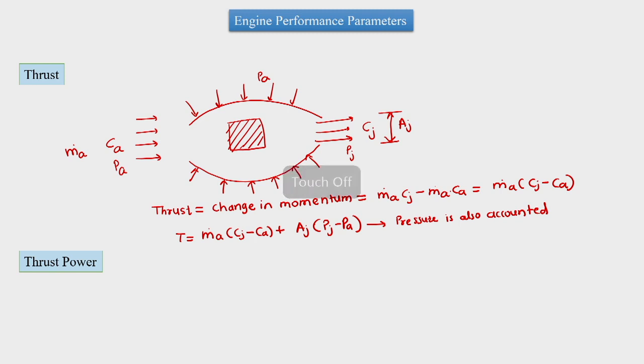Now let us find out the thrust power. Thrust power is thrust into velocity, and we know that the aircraft is moving with velocity Ca. So thrust power is equal to m dot A into (Cj minus Ca) into Ca. This is the formula for thrust power.